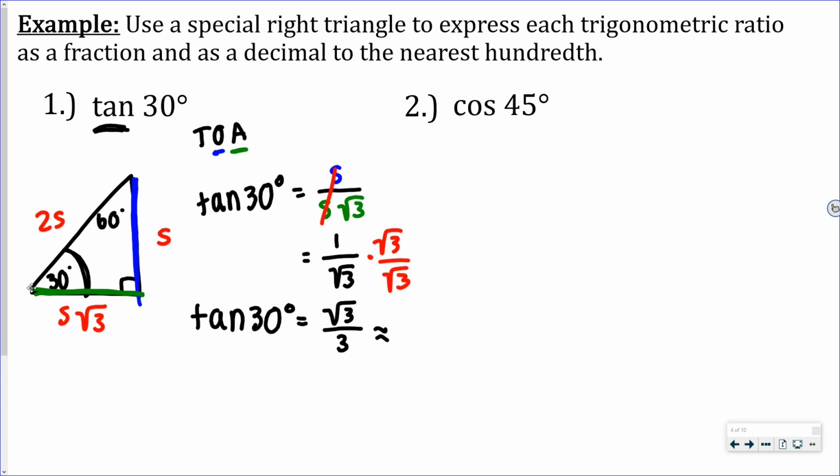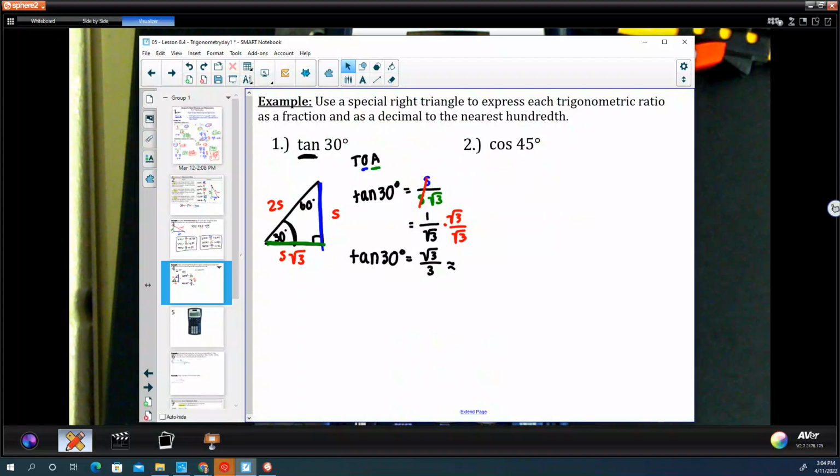So in our calculator, we have to take the square root of 3 divided by 3 to get this decimal. How we would do that is we'd hit second. This button right here is the square root. So the square root of 3, close that, and we want to divide that by 3. So you should get this decimal. So 0.58 would be rounded to the nearest hundredth.